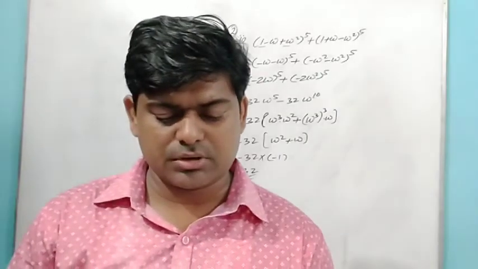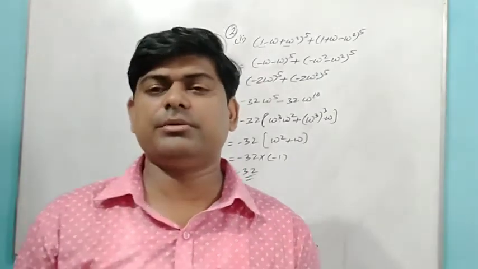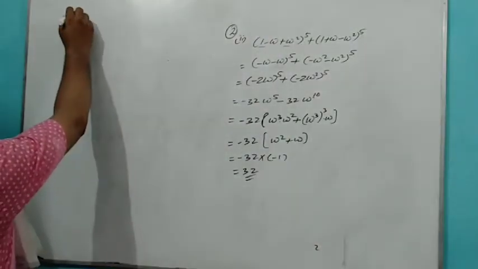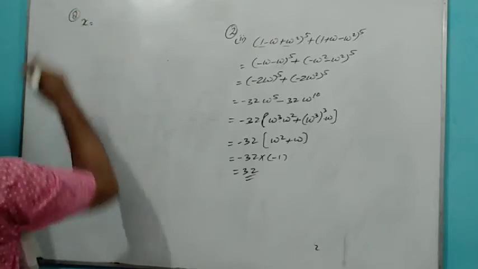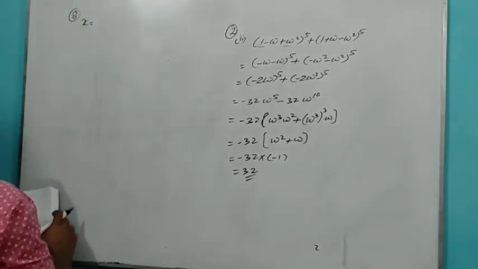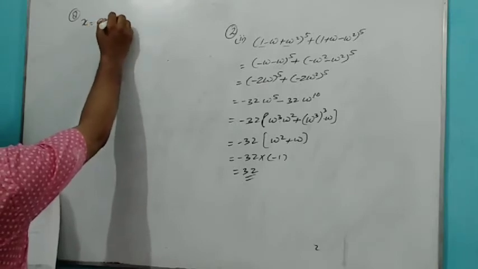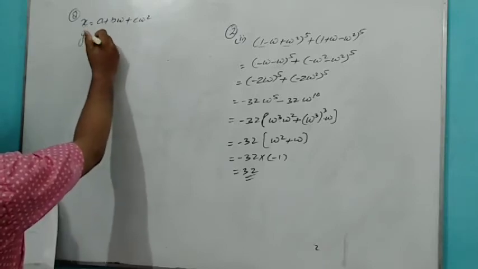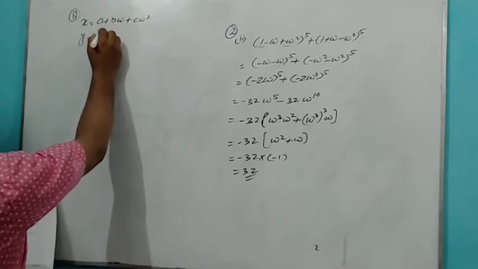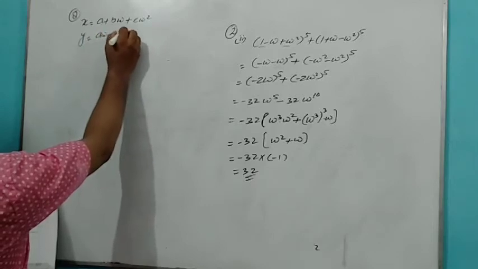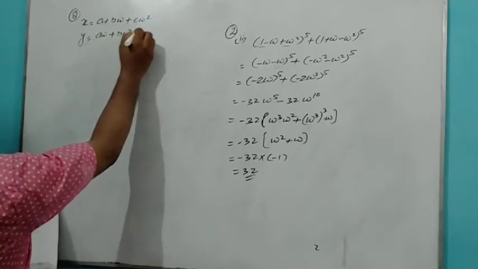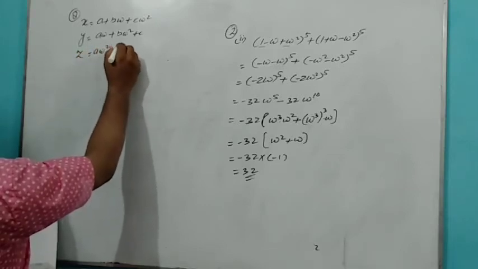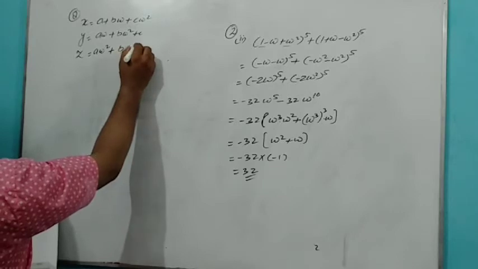I want to do question number 8 for you people. That is a little bit different. In question number 8, the value of x is given as a plus b omega plus c omega square. The value of y is given as a omega plus b omega square plus c, and z is given as a omega square plus b plus c omega.